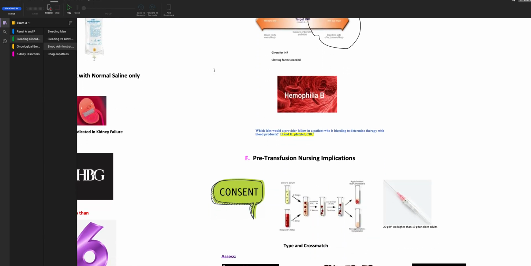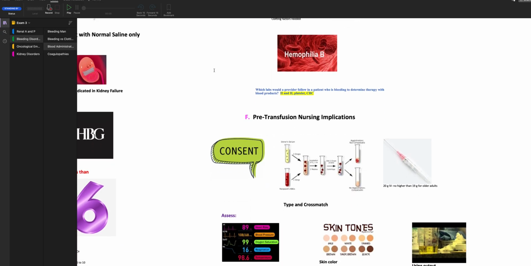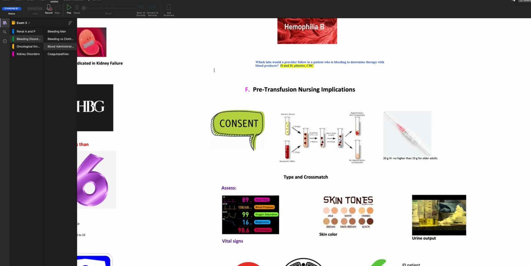All right, so your pre-transfusion, this is for packed blood cells. Well, for blood products, you would get the consent, type and cross match. You want to put in a 20 gauge IV for normal people. And then for older adults, you want 19. That's the highest you can go.